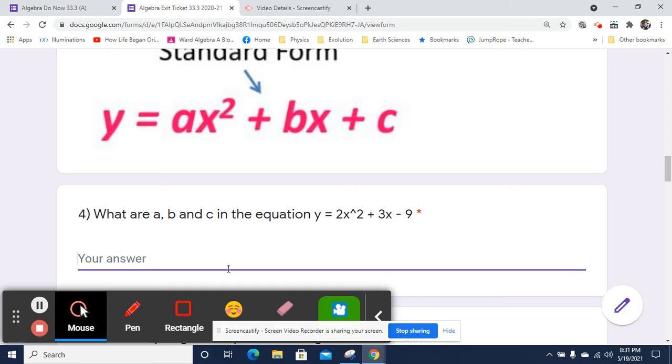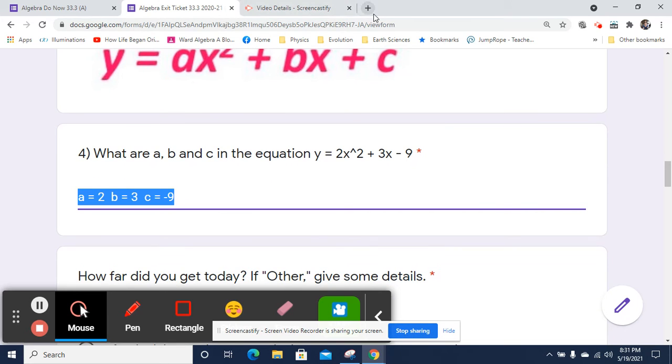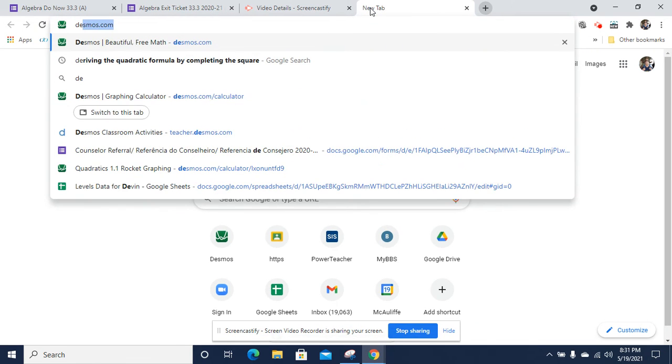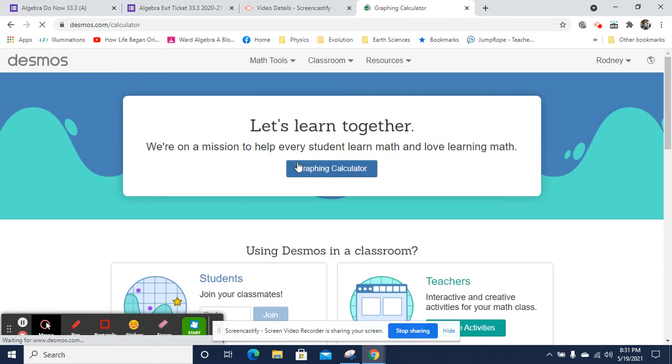So A is going to be 2. So A equals 2, B equals 3, and C equals negative 9. So I'm going to copy all of that, and I'm going to go into Desmos to do that quadratic formula thing. So here we go, Desmos.